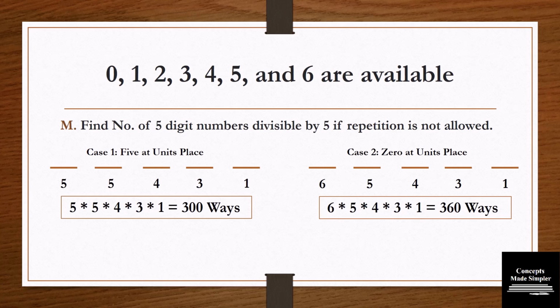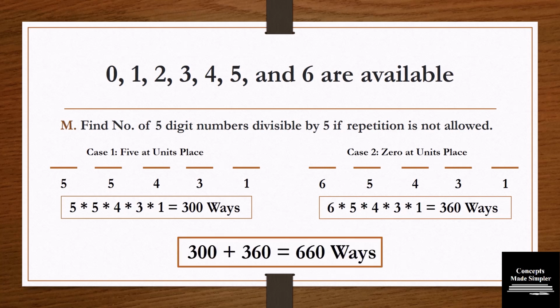equal to 360 ways. Now since both the cases are linked with an OR operator, either the number's units place will have 5 or the number's units place will have 0, we are going to add both the results. So the final result is 300 plus 360, which is equal to 660 ways.